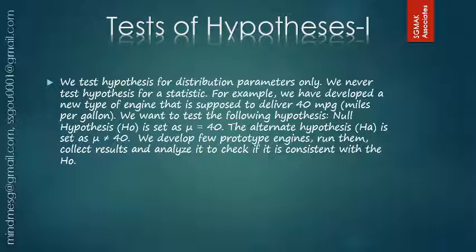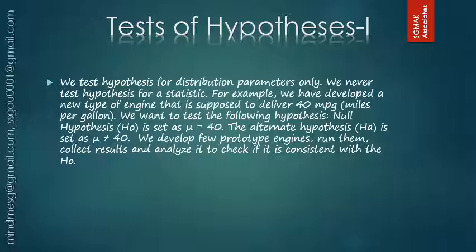We test hypotheses for distribution parameters only. We never test hypotheses for a statistic. For example, let's say you have developed a new type of engine that is supposed to deliver 40 miles per gallon. You want to test the hypothesis.